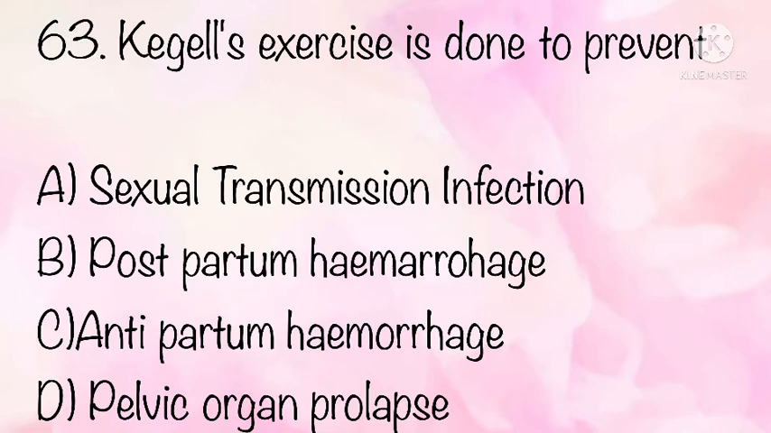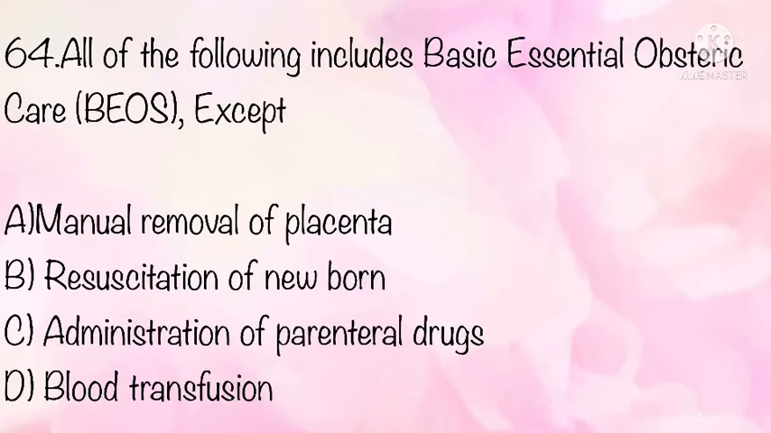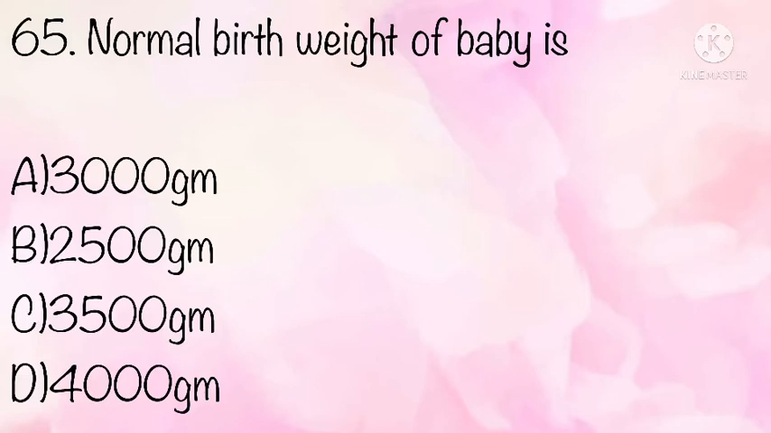Kegel's exercise is done to prevent sexually transmitted infection, postpartum hemorrhage, antepartum hemorrhage, pelvic organ prolapse. The correct answer is D, pelvic organ prolapse. All of the following include Basic Essential Obstetric Care, BEOC, except manual removal of placenta, resuscitation of newborn, administration of parenteral drugs, blood transfusion. The correct answer is D, blood transfusion. Normal birth weight of baby is 3000 gram, 2500 gram, 3500 gram, 4000 gram. Correct answer is B, 2500 gram.